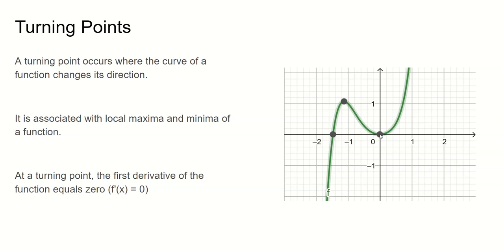And this is associated with a local max and a local min. So the first point over here, we're going up and then down, that's called a local maximum. And then going from down to up, that's a local minimum.